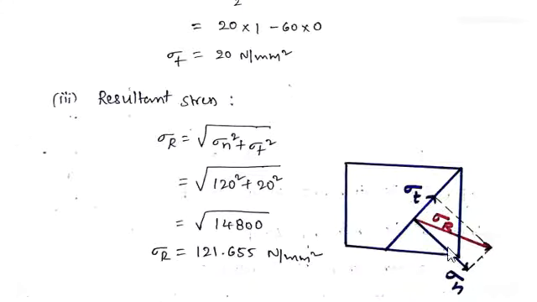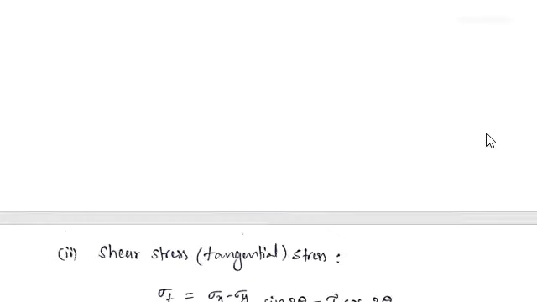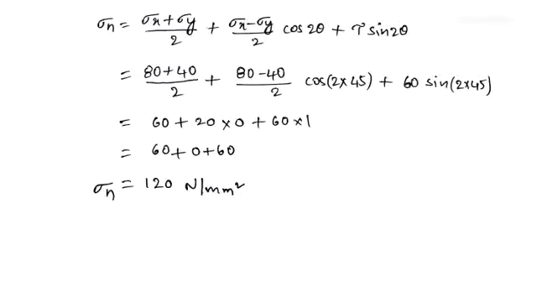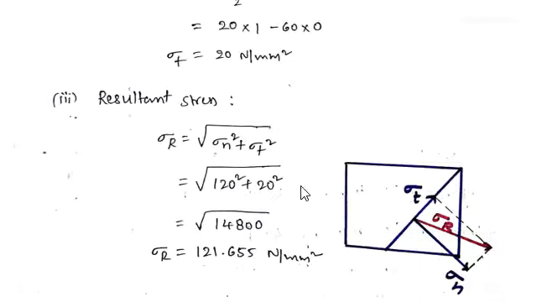So this is the normal stress, that is we got 120, and tangential stress we got 20. So there is a normal stress and there is a tangential stress on the oblique plane. And here it is asking also to find out the resultant stress on this oblique plane. So when you represent it, this is the normal stress and this is the shear stress, and this will be the resultant between this normal and shear stress. From this diagram, you can write the formula for resultant stress as sigma r is equal to under root of sigma n square plus sigma t square.